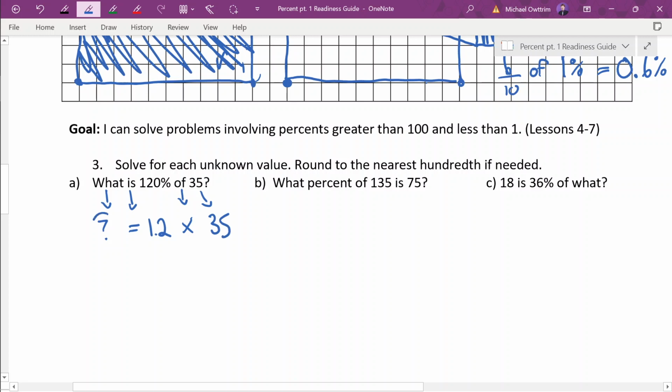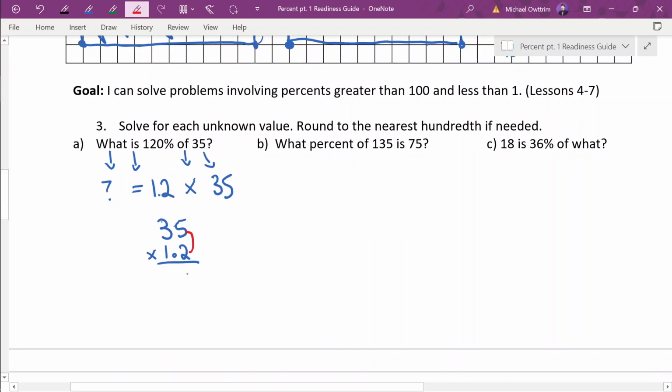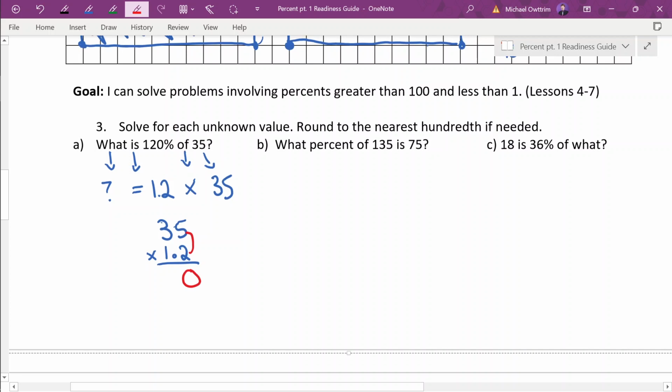In this case, our unknown is already by itself to the left of the equal sign, and so we can just do our calculation. You could definitely use a calculator for this calculation, but let's just do it by hand. Long multiplication. All right, let's get started with our 2. 2 times 5 would be 10, so we'll write a 0 and carry a 1. 2 times 3 would be 6, plus 1 is 7.